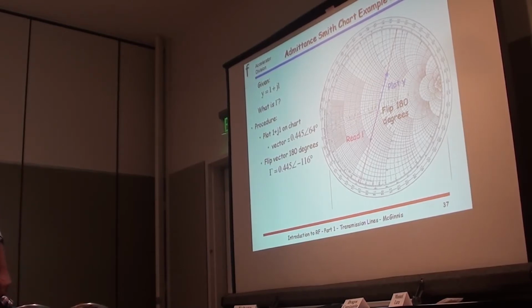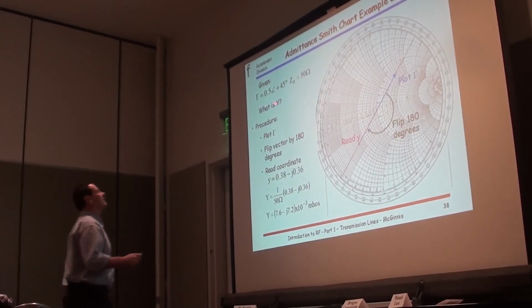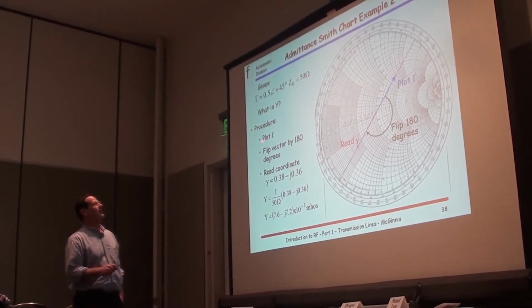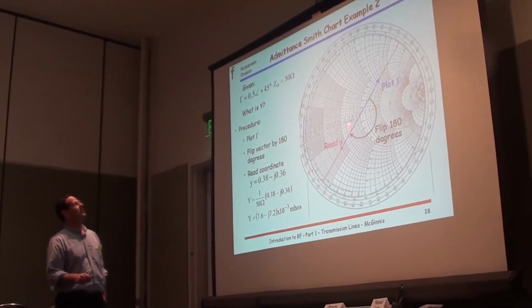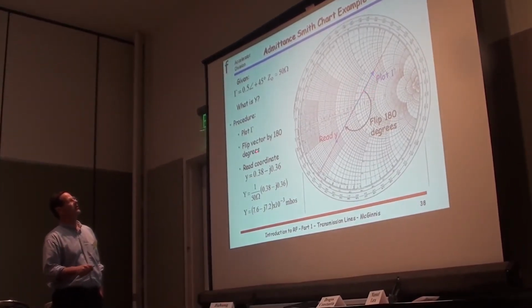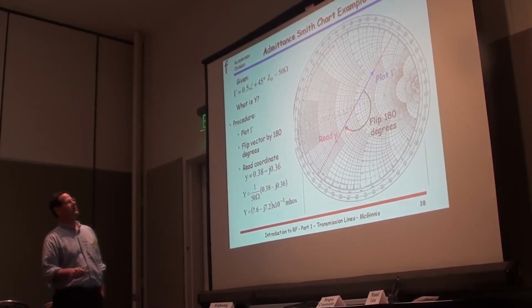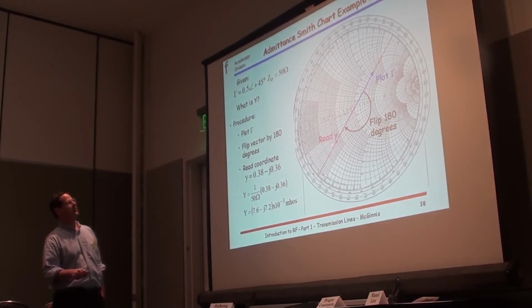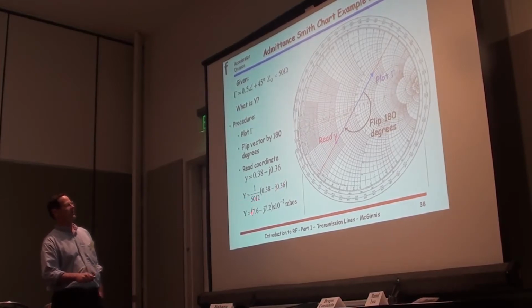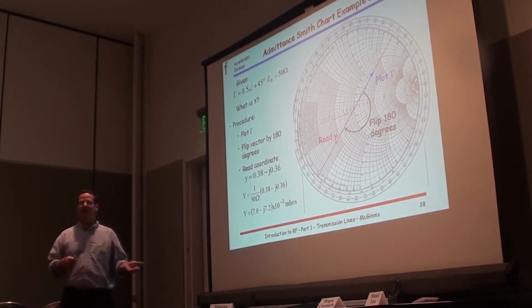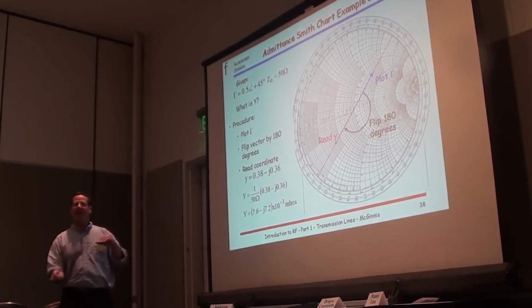Now, let's try this another way. Given the reflection coefficient is 0.5, angle 45 degrees, and Z0 is 50 ohms, what is Y? Plot gamma. So you plot it here. It's 0.5, angle 45 degrees. Now flip by 180 degrees and read the coordinate. It's 0.38 minus j0.36. You write that down, and you normalize it by 1 over 50 ohms, and you get your value of y. So it takes a little bit of going back and forth to do this. It's just that the admittance and impedance are inverses of each other, so you get to flip back and forth on top of the Smith chart.